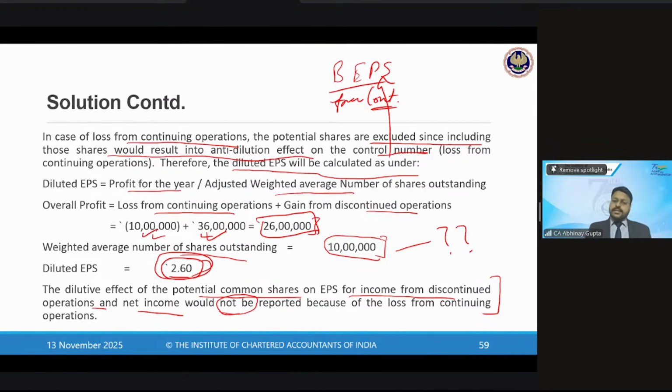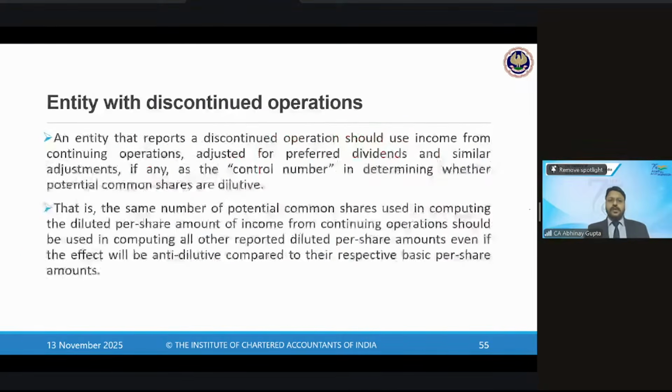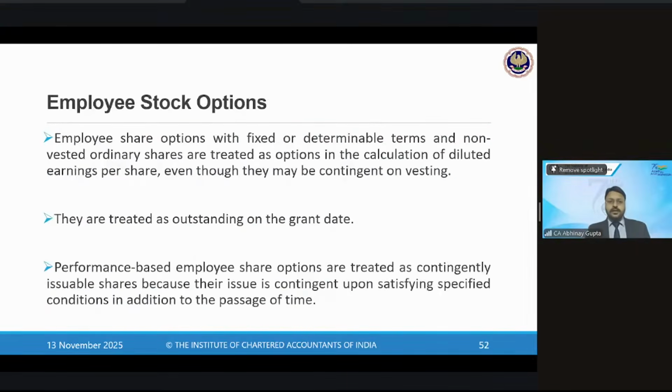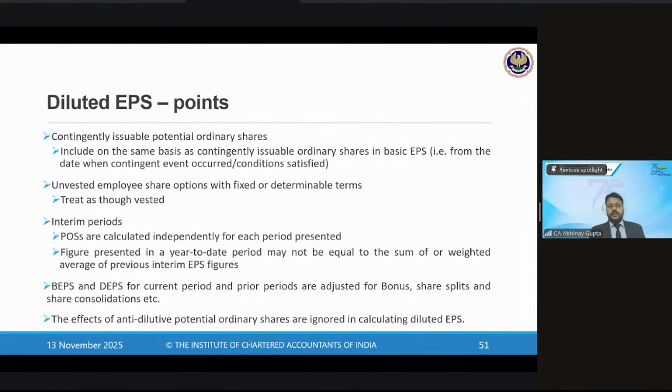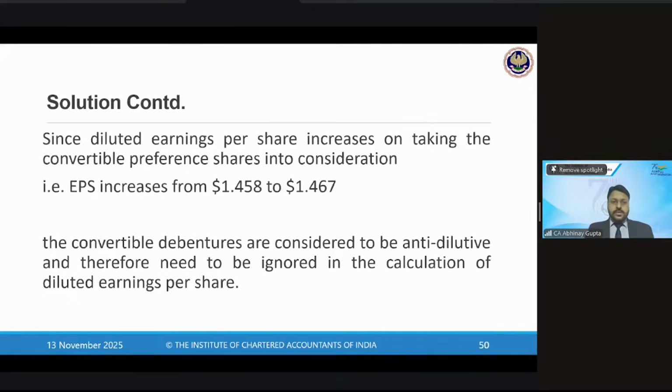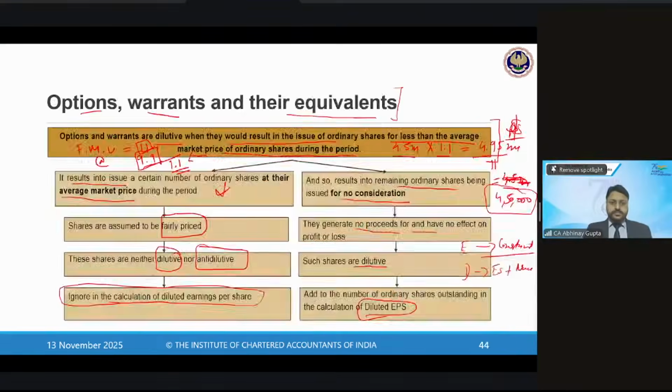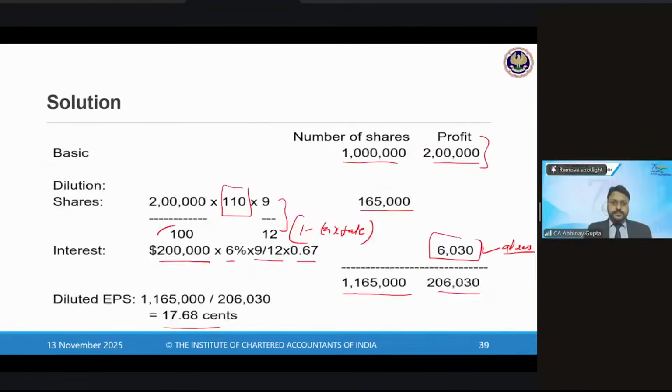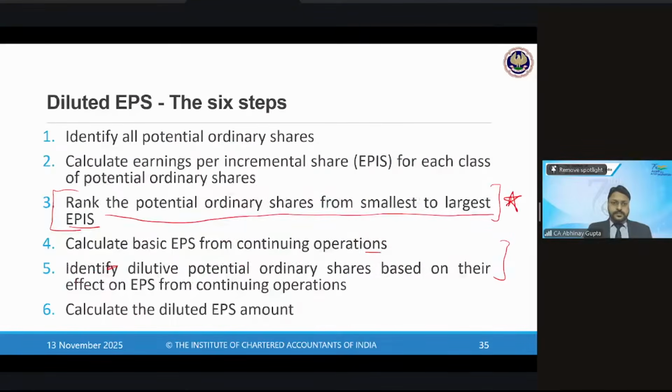So okay, let's summarize what all we have understood until now on the diluted earning per share, right? So let's quickly revise. First of all, we know the concept that basic and diluted earning per share needs to be reported for continuing operations, discontinued operations, and the total, right? Number one.